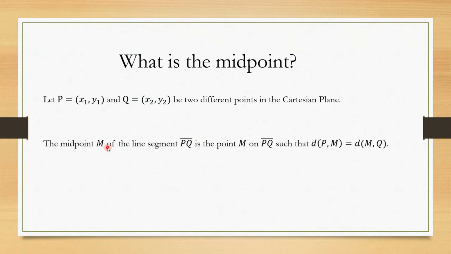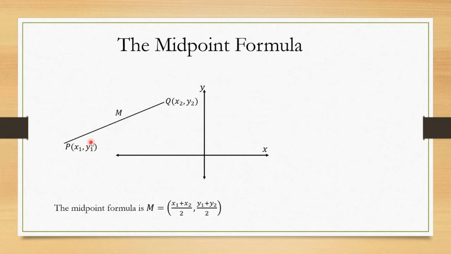The midpoint, by definition, of that line segment is the point M on that line segment such that the distance from P to M is the distance from M to Q. So it's equidistant from P and Q. It also has to be on that line segment. Visually, let's say this was P and Q, and we have this line segment.